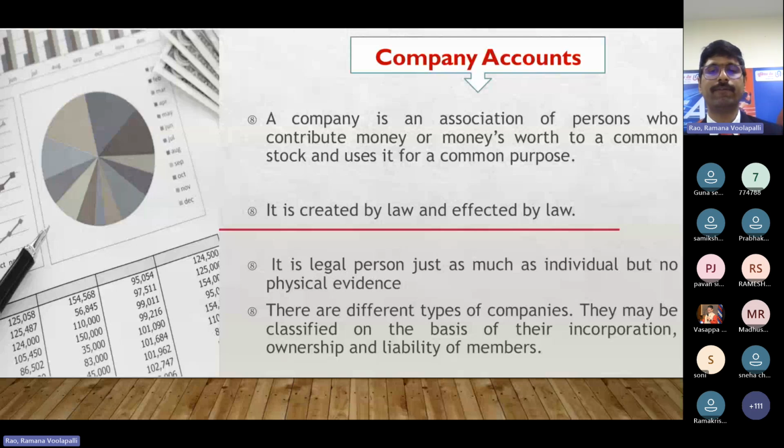There are different types of companies. They may be classified on the basis of their incorporation, the ownership, and the liability of the members. This is what basically a company is: an association of persons who contribute money or money's worth to a common stock and use it for a common purpose. We should treat it as a legal person.